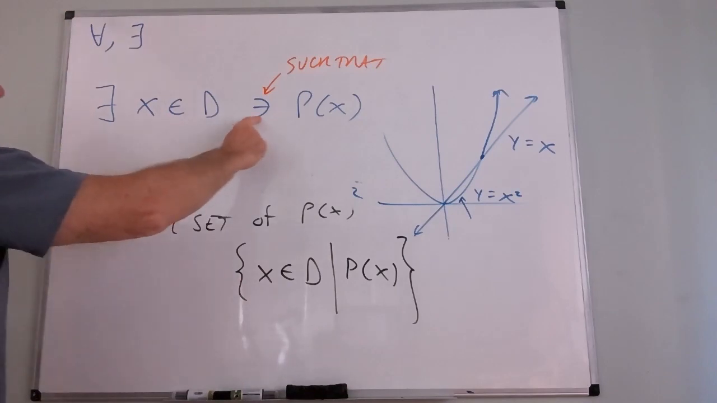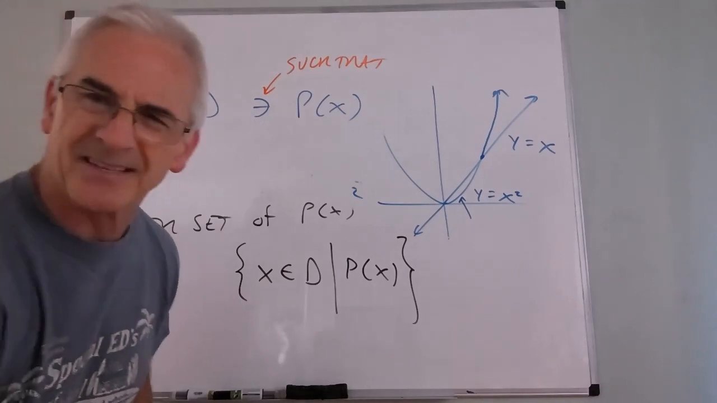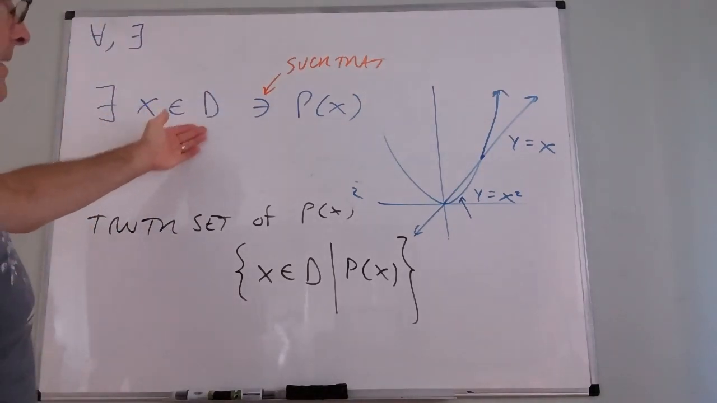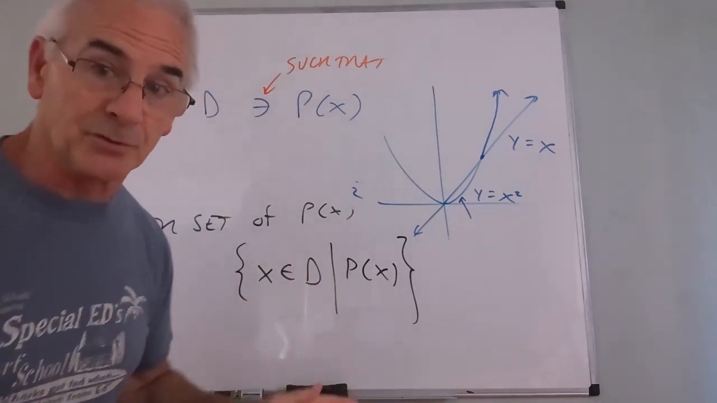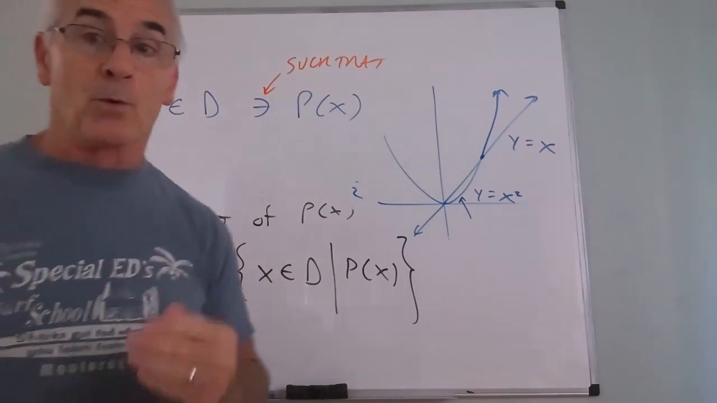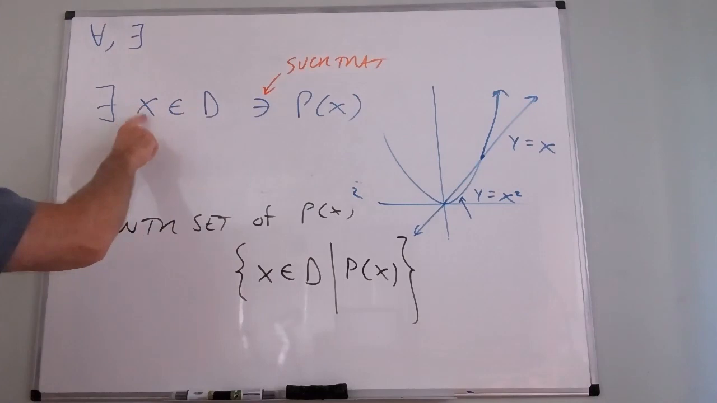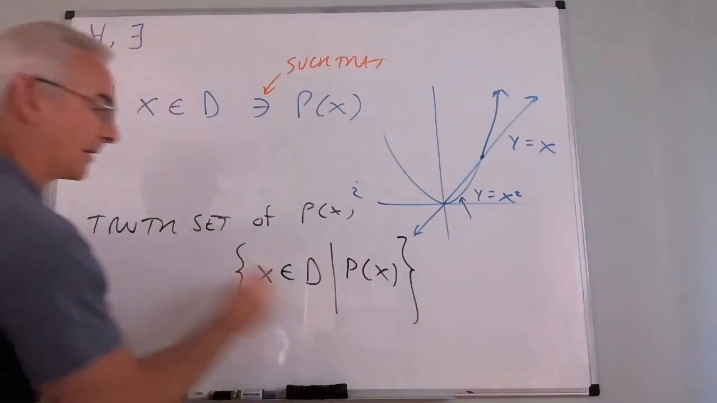We don't use this when we did the for all. We use this for the there exists because it makes the English make more sense. There is an X in the domain that makes this true. Now, remember, the D wasn't the truth set. The truth set were the X's in the domain that made it true. So I'm saying that this X must come from the truth set. This X must come from this set here.